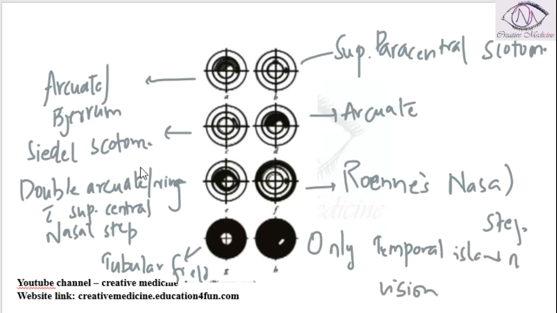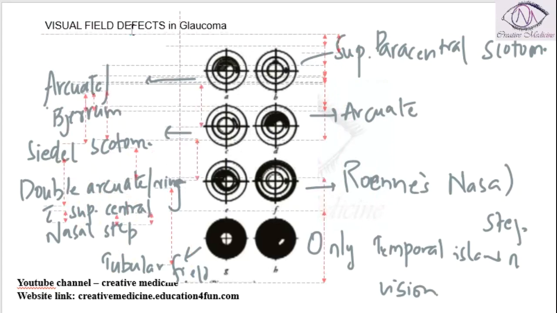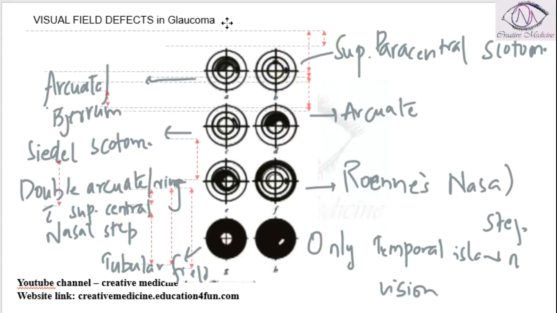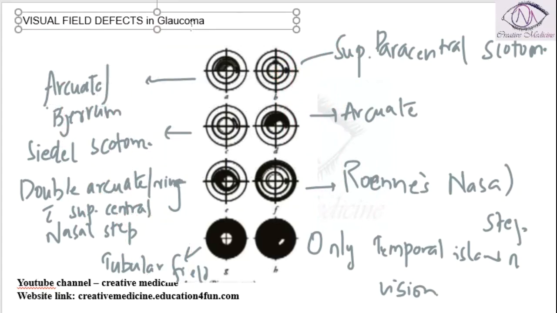So what is this actually? This is the picture showing visual field defects in glaucoma, the complete image. So in glaucoma, these are the different visual field defects.